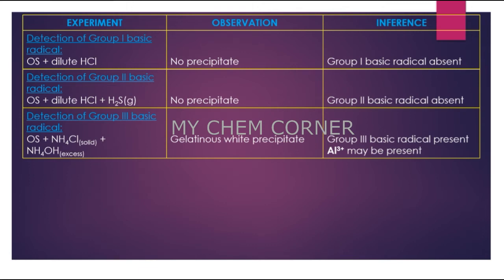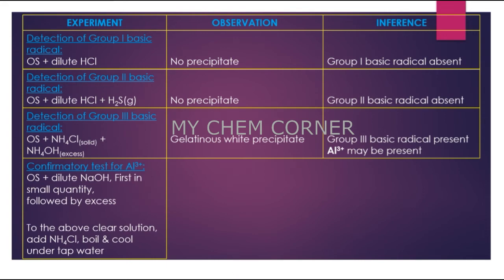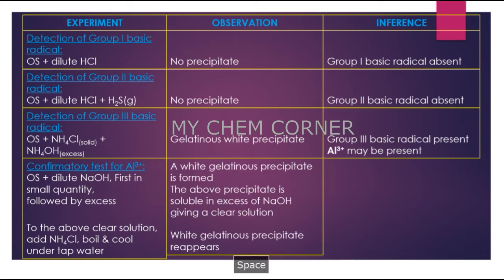Now if you have Al3+, you have confirmatory tests for it. The first confirmatory test is you take OS and dilute NaOH. You add a little first. When you add a little first, you get a gelatinous white precipitate. If you add excess of NaOH, that entire white precipitate is going to get solubilized and you get a clear solution. To this clear solution, you add NH4Cl, you boil it well, you cool it under tap water. When you cool it nicely, that white precipitate that you got in the first test is going to reappear and you confirm the presence of Al3+. So that is the first confirmatory test.